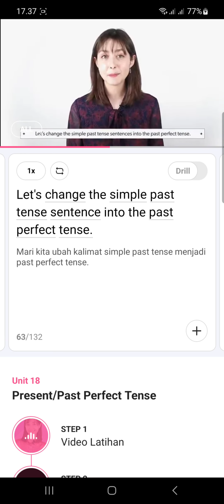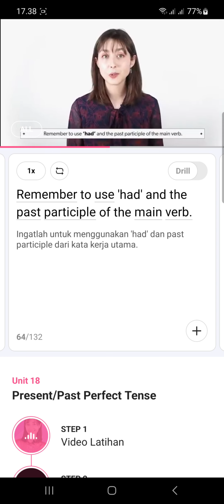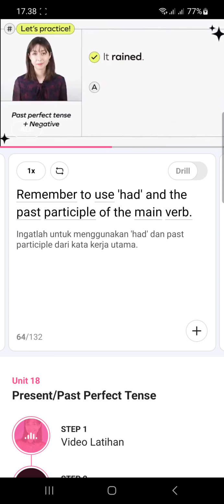Let's change the simple past tense sentences into the past perfect tense. Remember to use had and the past participle of the main verb. It rained.